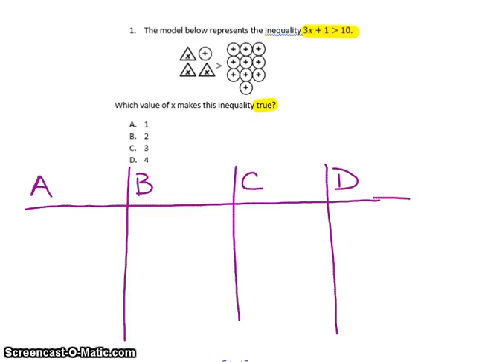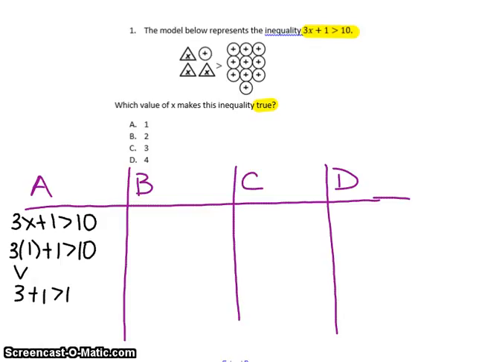So let's first start with letter A. Letter A gives me the answer choice of 1, and so the first thing I want to do is write my inequality. So 3x plus 1 is greater than 10. Instead of this x, I'm going to place a 1. So 3 times 1 plus 1 is greater than 10. 3 times 1 I know is 3, and I bring everything else down. 3 plus 1 is 4, and I bring everything else down.